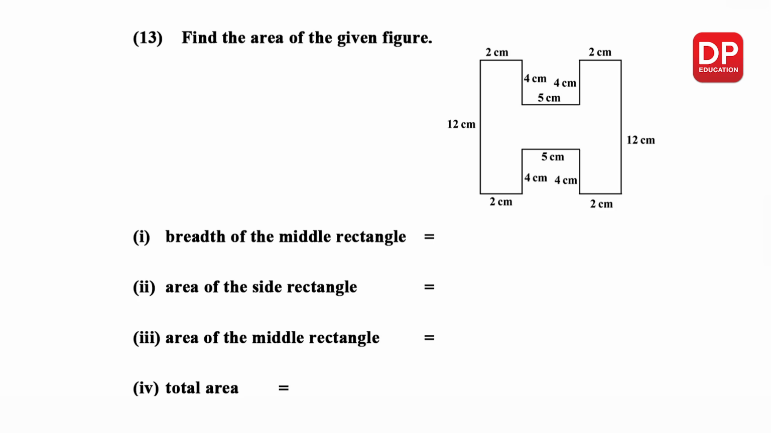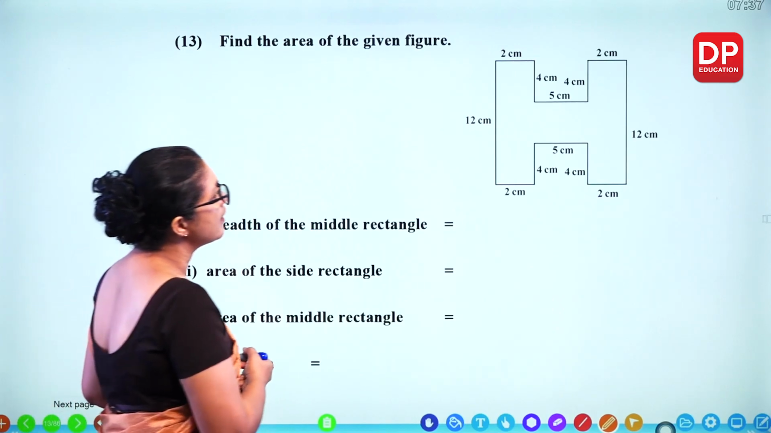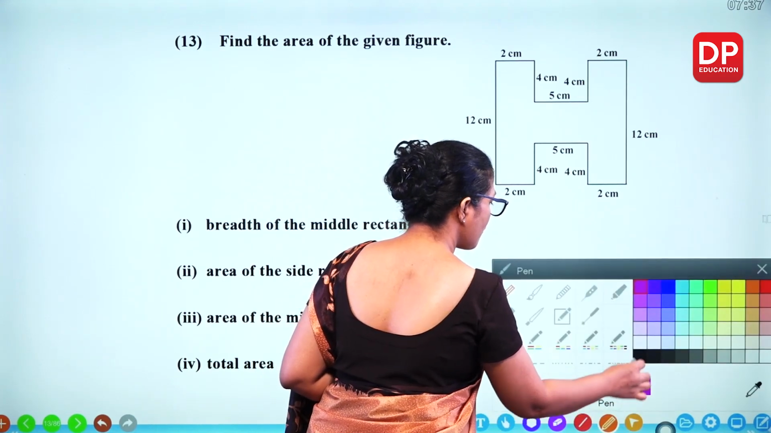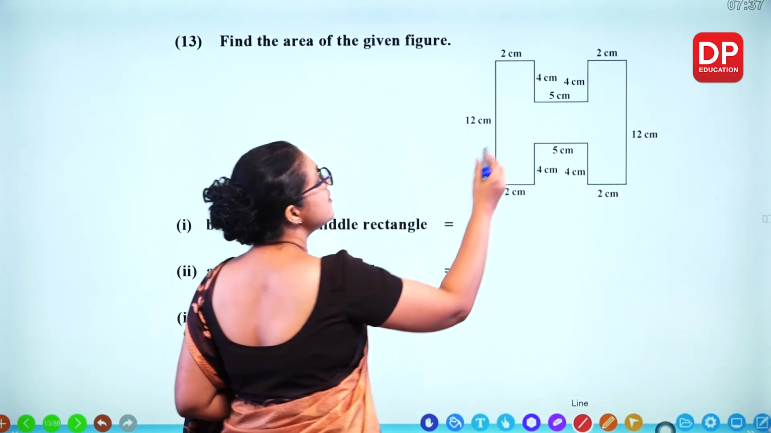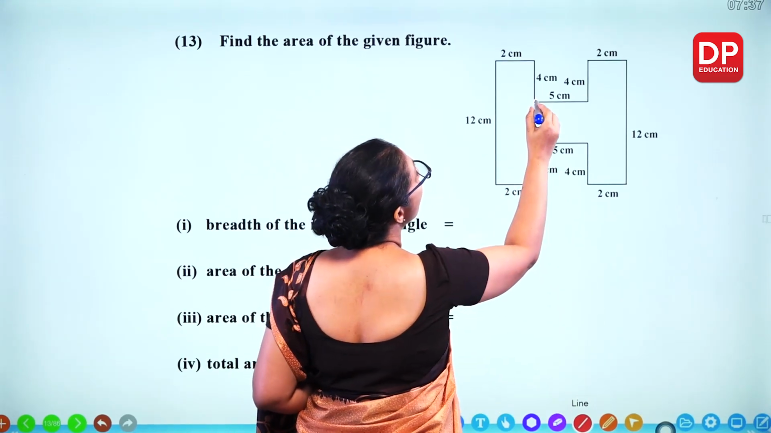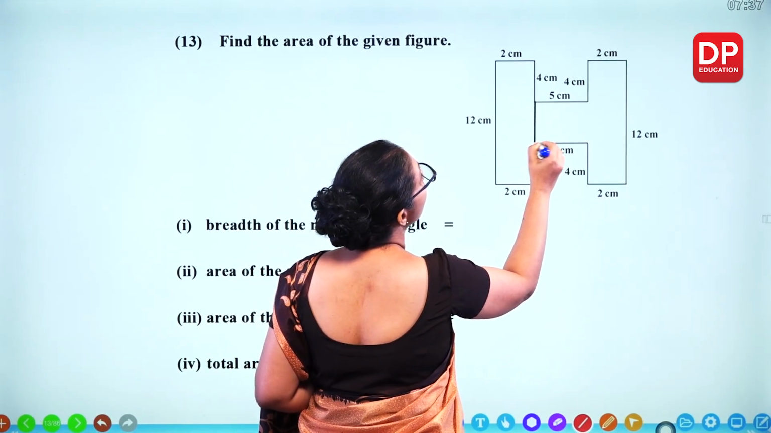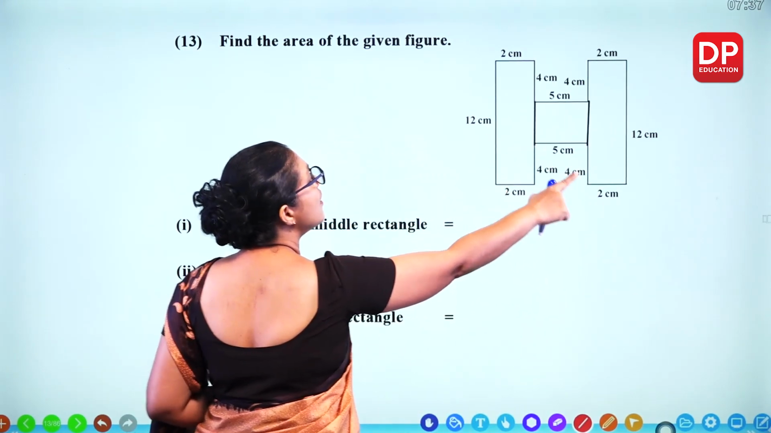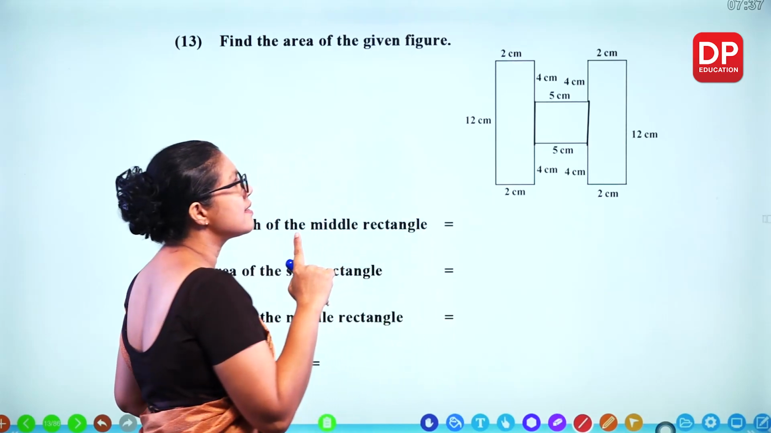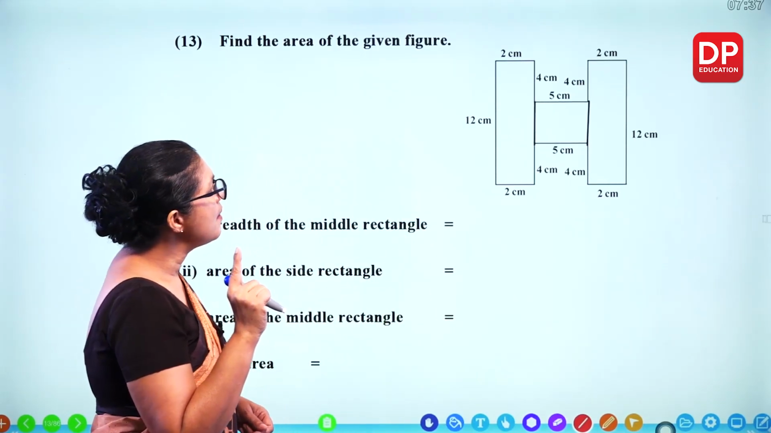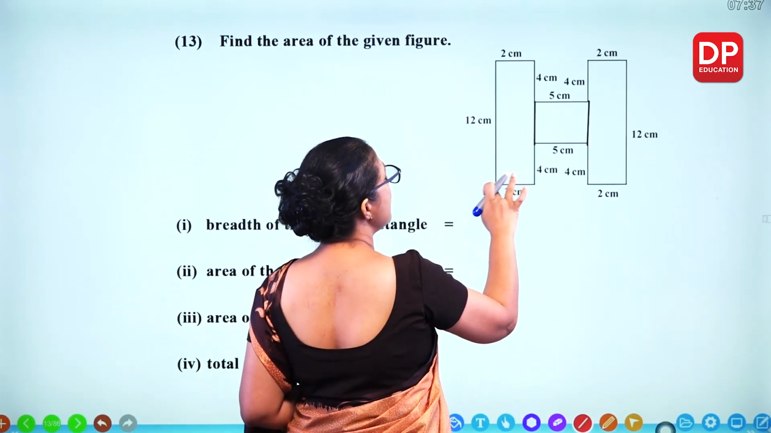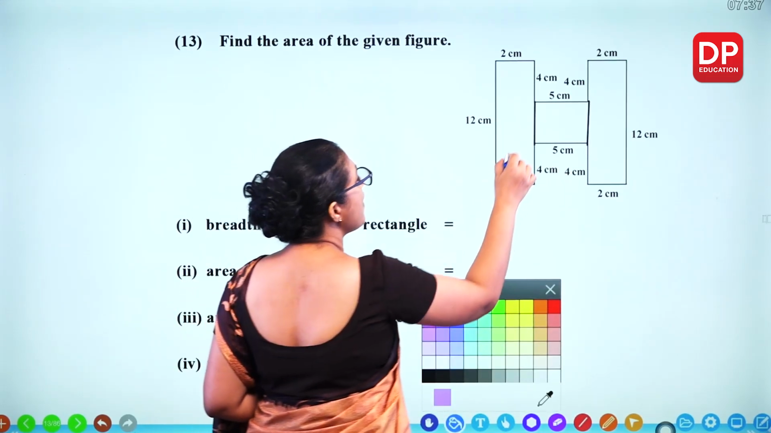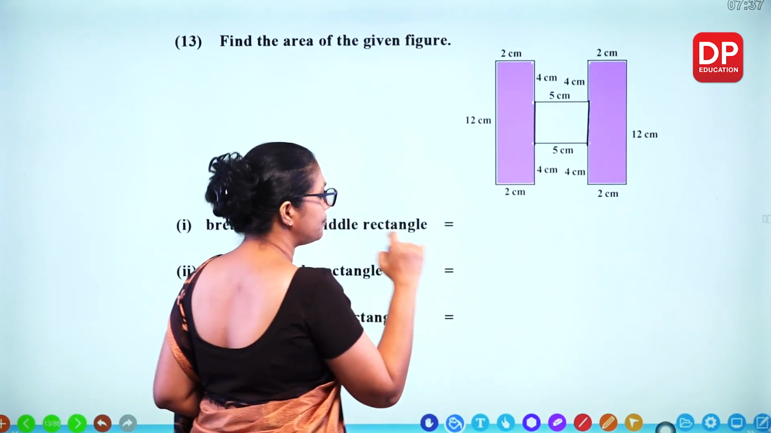Find the area of the given figure. So look at carefully. When you divide this into here and here, you get 2 rectangles with the same length and breadth. 12 centimeter length and 2 centimeter breadth. So how you find out the area of these two?